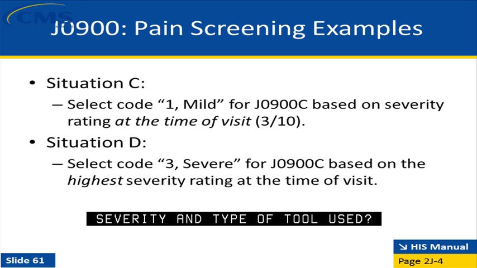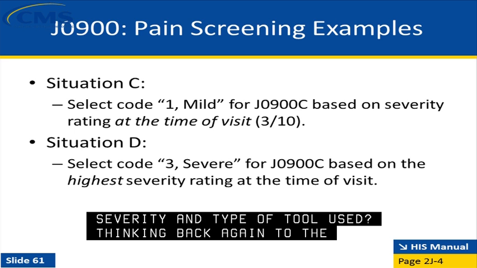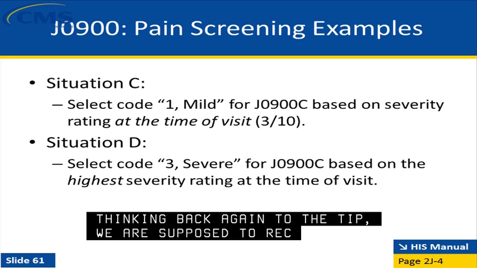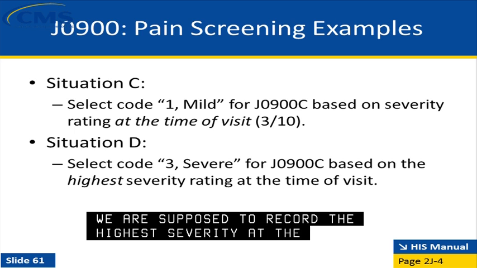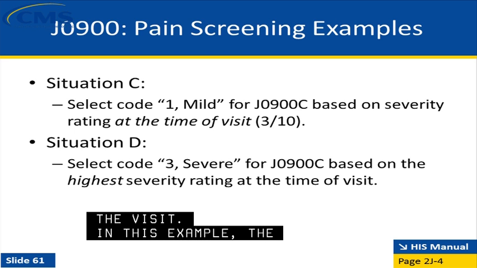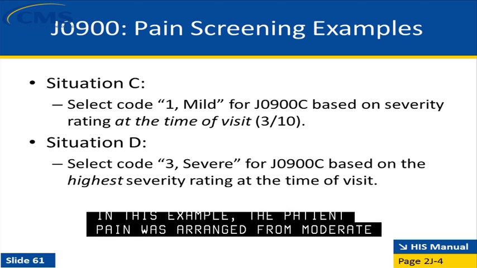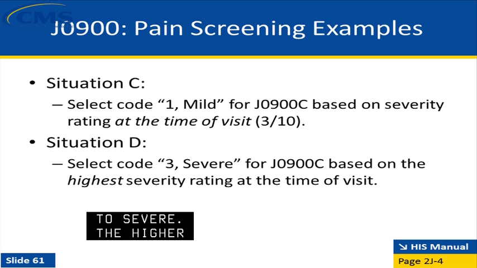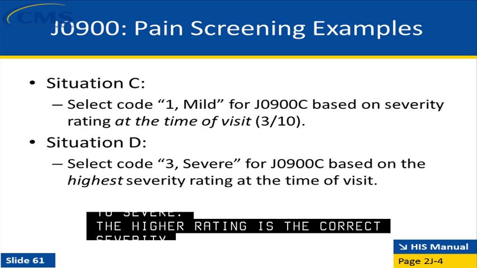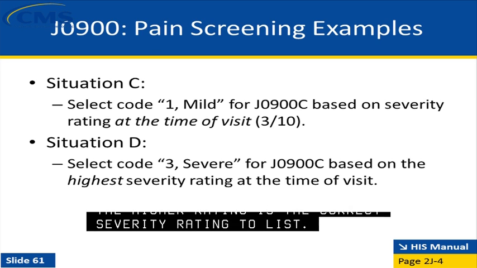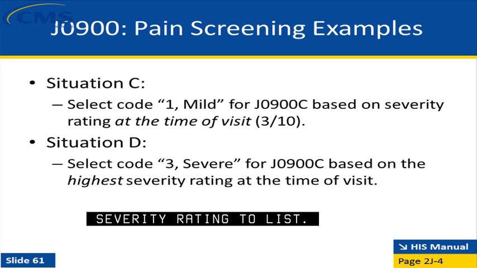Thinking back again to our tip, we are supposed to record the highest severity at the time of the visit. In this example, the patient's pain was a range from moderate to severe. So the higher rating, severe, or code 3, is the correct severity rating to list for J0900C. For J0900D, you would select code 4, staff observation, for the type of standardized tool used.